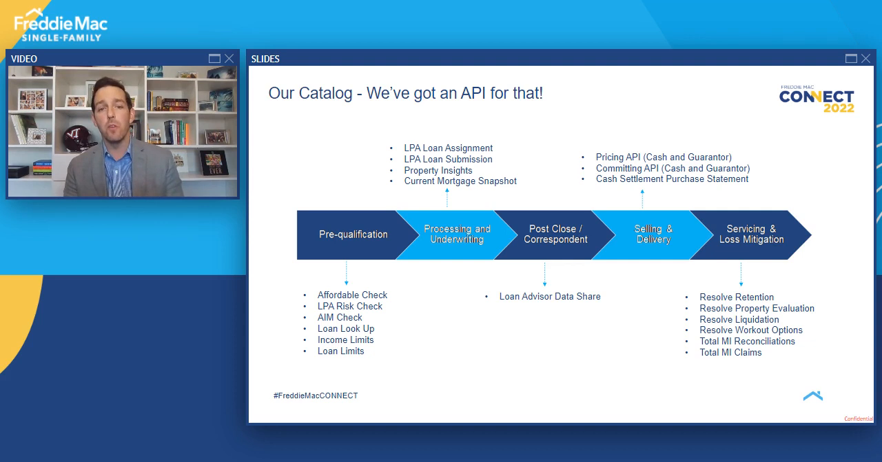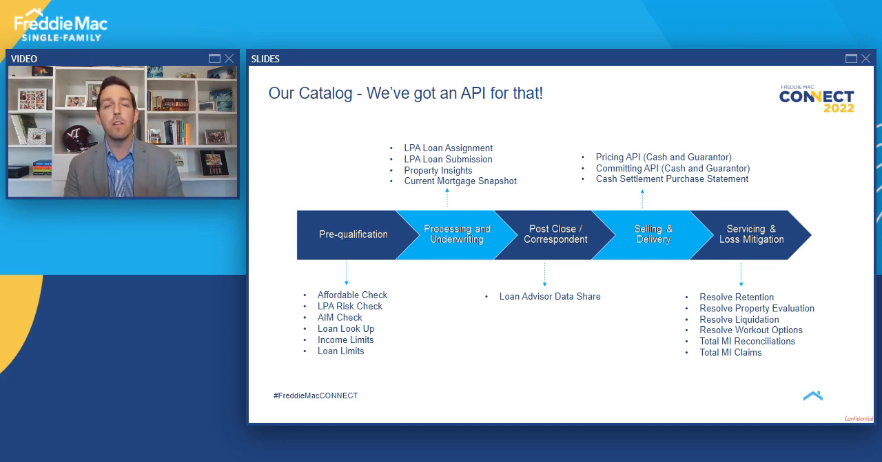Moving on to post-close and correspondent, you'll see the Loan Advisor data share. So this is our long-term replacement for the Correspondent Assignment Center. In today's world through CAC, a correspondent originator goes in to assign viewing rights for the Loan Advisor results to an aggregator. But with the data share, it's all happening system to system, and the aggregator is empowered to pull those documents and data back themselves.